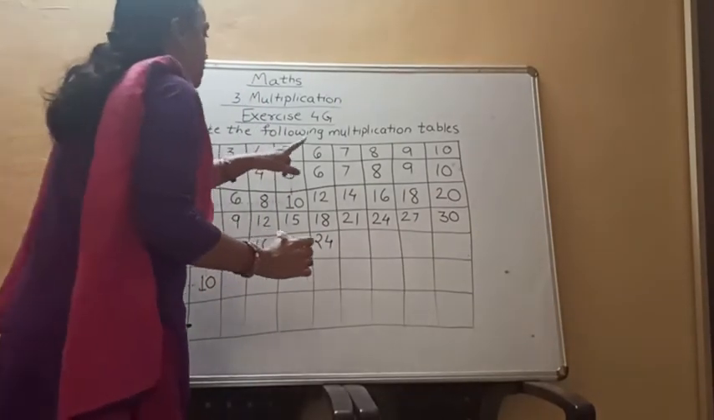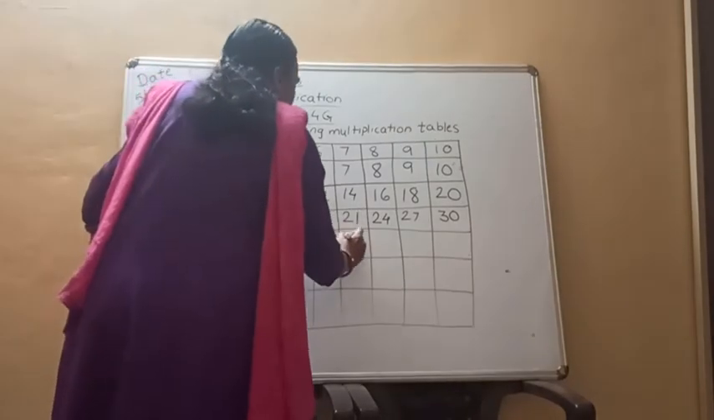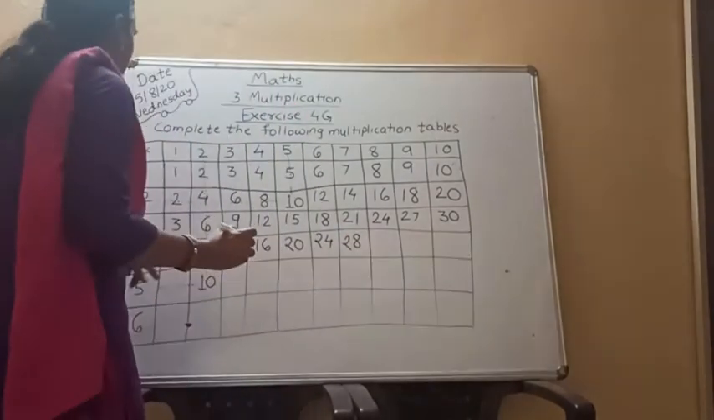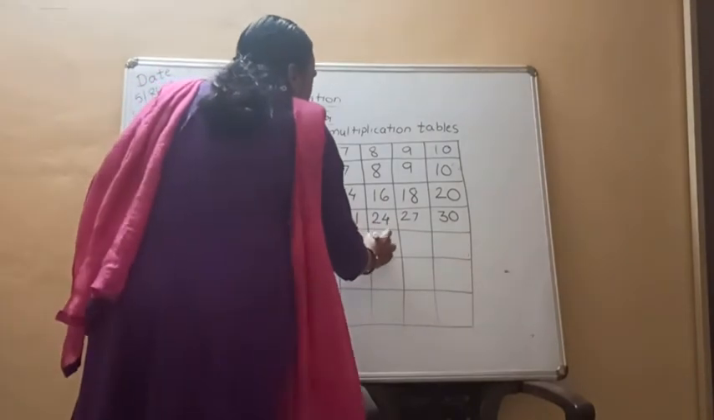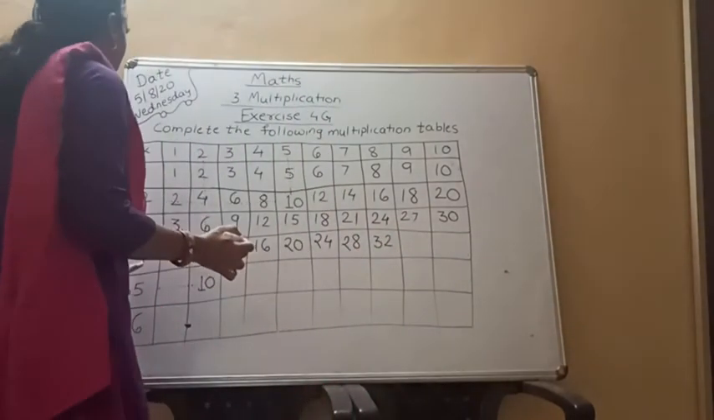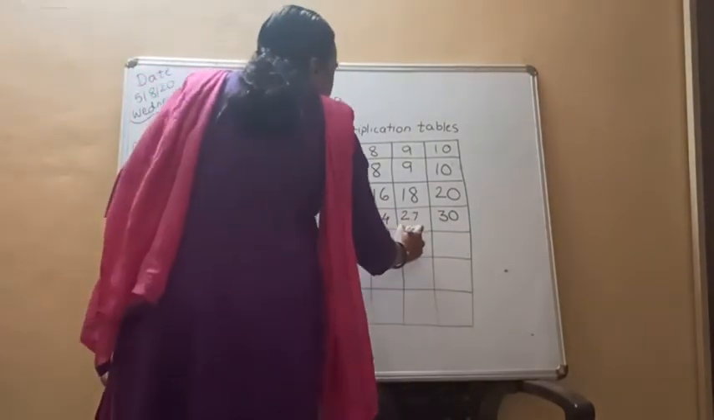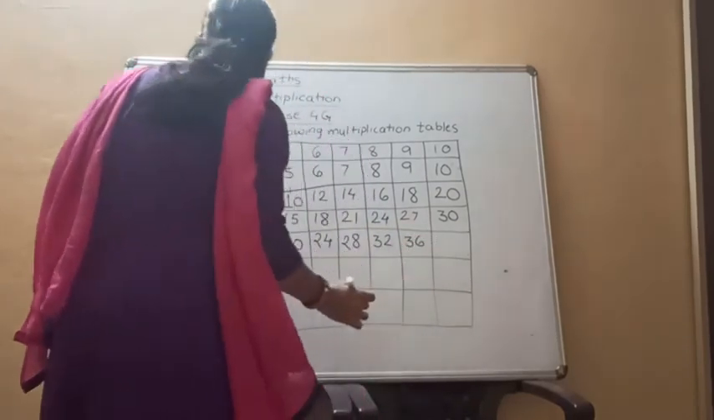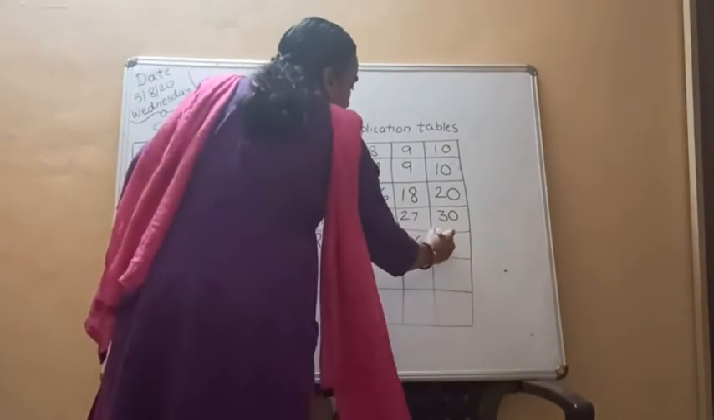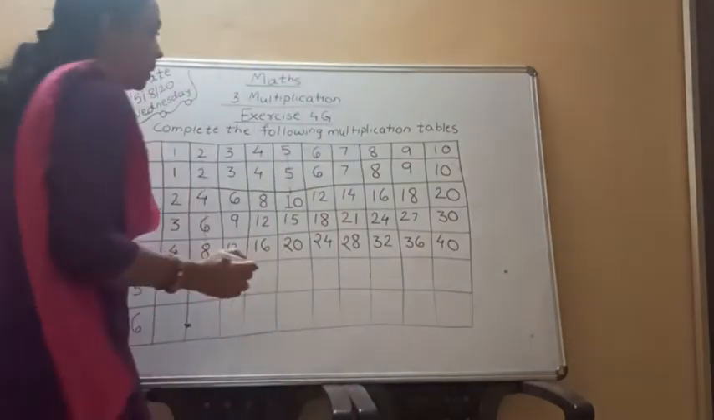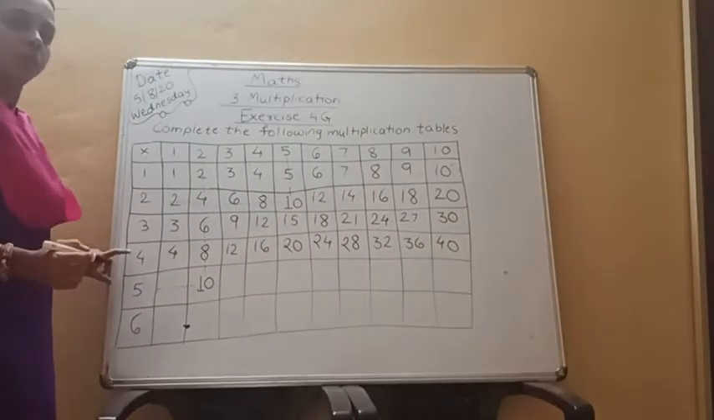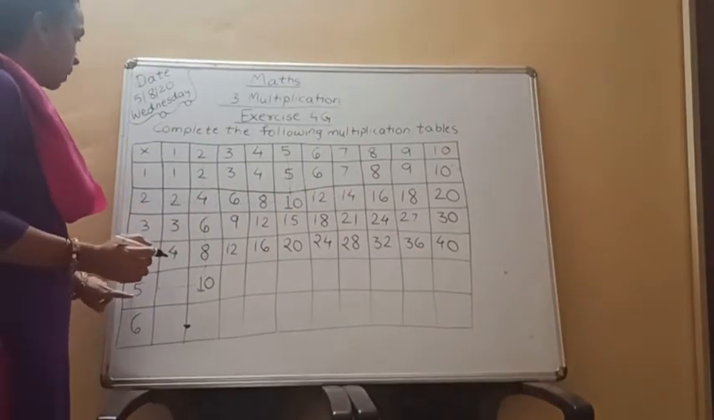4 multiplied by 7. 4 sevens are 28. 4 multiplied by 8. 4 eights are 32. 4 multiplied by 9. 4 nines are 36. 4 multiplied by 10. 4 tens are 40. So, this is table of 4. We have to write down now table of 5.